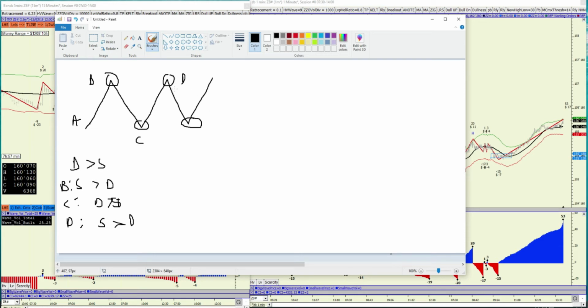Alright, now the next thing to understand is, let's just examine D. At point D, there is a turning point where supply is greater than demand, and supply continues to be greater than demand until point E. What does it mean when supply is greater than demand? It means the down waves are greater than the up waves.